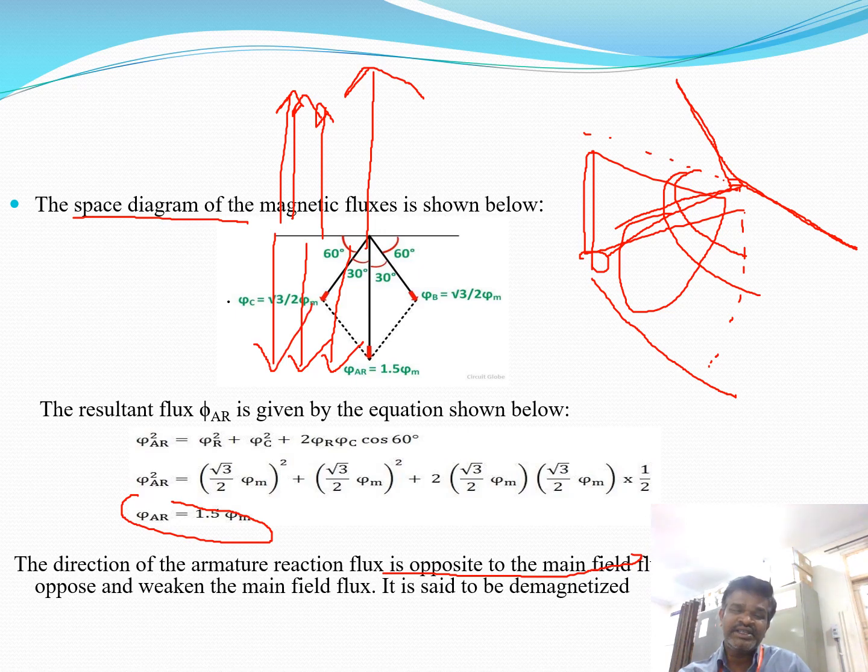So the resultant is decreasing. The resultant is which one? Decreasing. This type of effect we call a demagnetization effect. This type of effect we call a which one? Demagnetization effect.